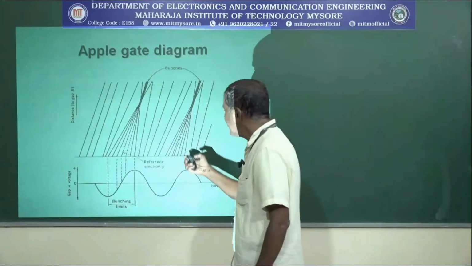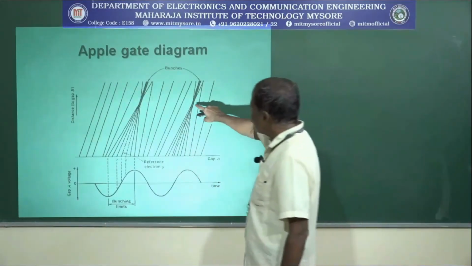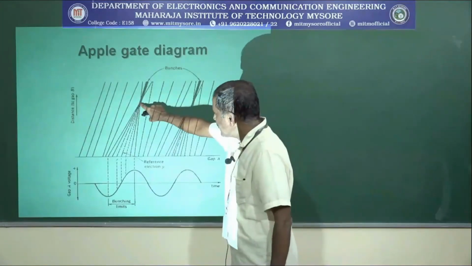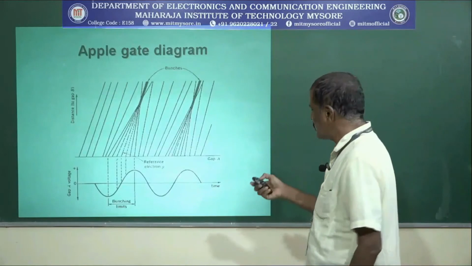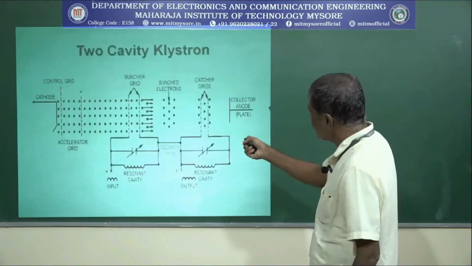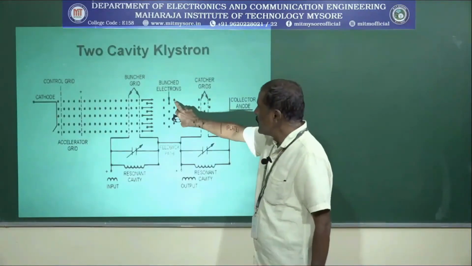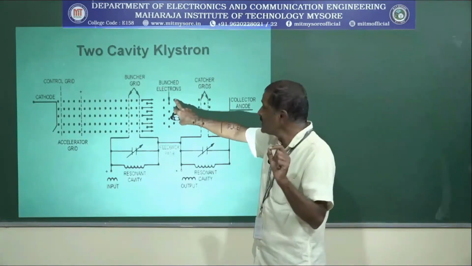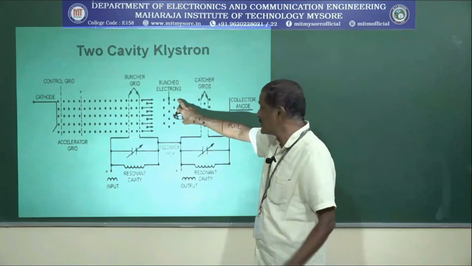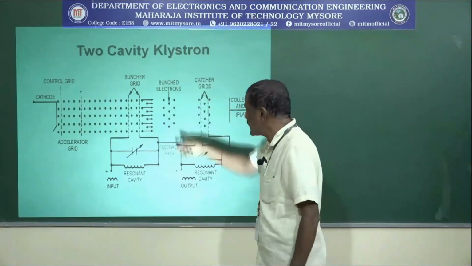As you can see here, this is one bunch of electrons. So this is one bunch of electrons. Like this, there will be thousands of lakhs of bunched electrons. Let me show it here. See it here. This is one bunched electron. Don't consider that it is a single electron. Here thousands of lakhs of electrons are bunched together. So these are the bunched electrons.